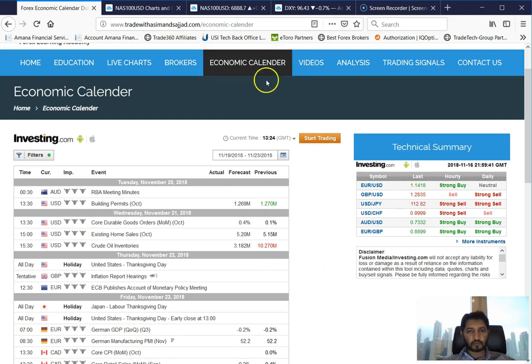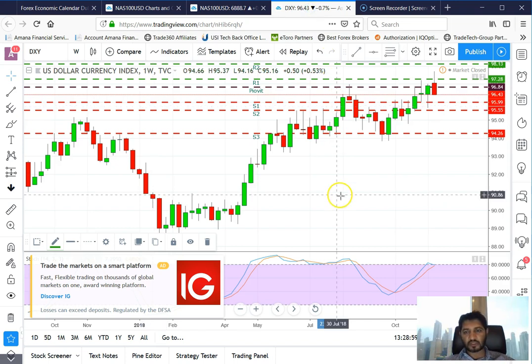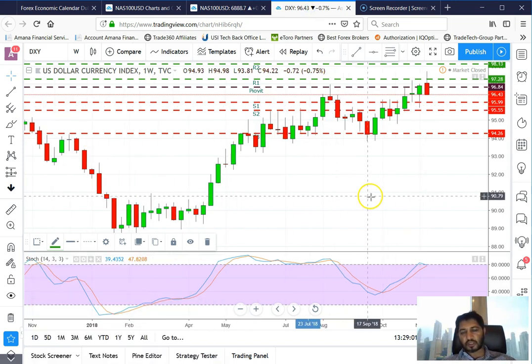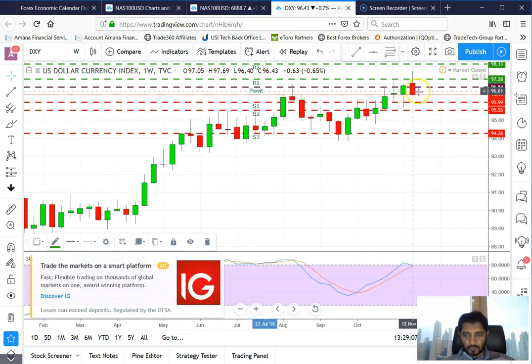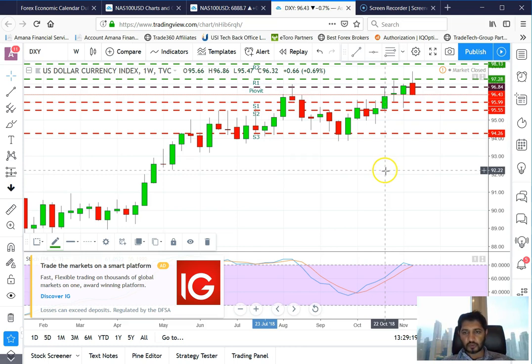Starting my analysis from the dollar index, as we can see currently on the weekly chart, it's trading below pivot, and I'm expecting the dollar to drop more, as currently its pivot is at 96.76, and its support 1 is at 96.05, support 2 is at 95.55, and support 3 is at 94.26.